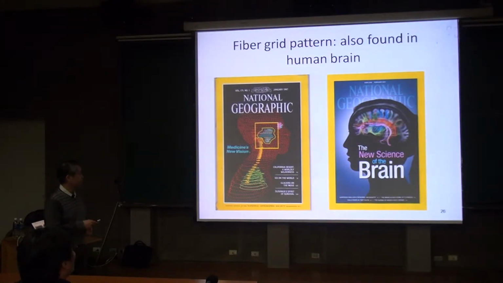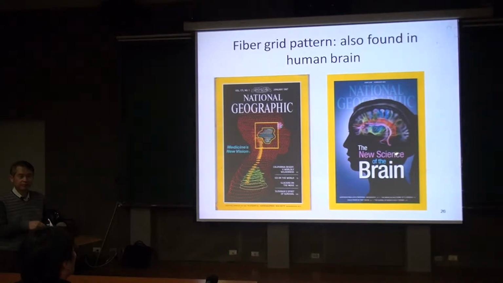So here we have a National Geographic cover from 1987, and at that time, medical imaging was like this. And this is this month's National Geographic, and these are the brain fibers we produced. So you can see the difference. It's been like 25 years, okay? This is 25 years ago, and this is today.